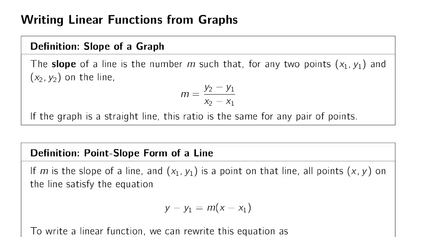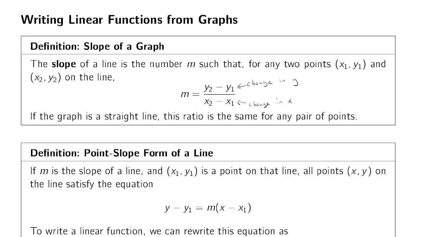So we said that any oblique line is the graph of a linear function. How can we figure out what linear function that is? Well, in order to do that, we need to think about the notion of the slope of a line. The slope of a line is a measure of what direction the line is in, and it's calculated as the change in y over the change in x. So we take 2 points on the line, we subtract the y values, we subtract the x values.